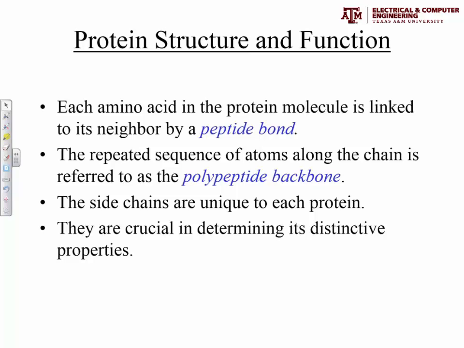There's an alpha carbon, there is an amino terminus, there is a carboxyl terminus, right? All these look similar between different amino acids. The only thing that is different is the choice of the side chain, right? So the side chains are unique to each protein, and they are crucial in determining its distinctive properties, right? Because some of the side chains might be acidic, some of them might be basic, some of them hydrophobic, some of them hydrophilic, and so on. Okay.